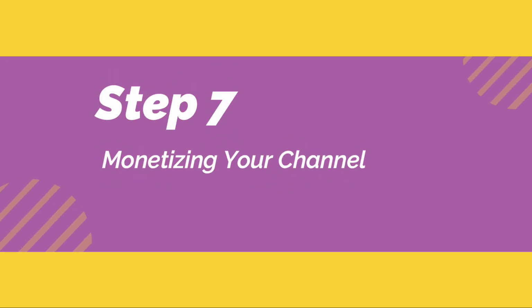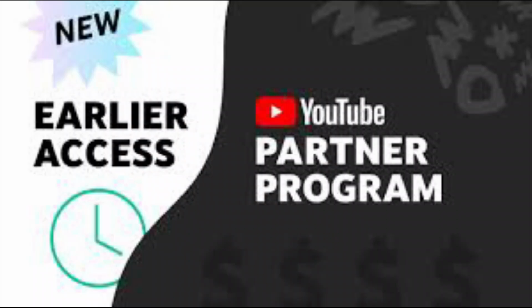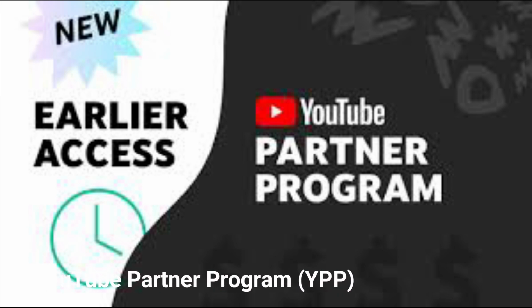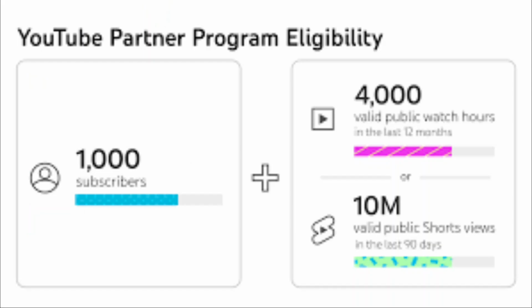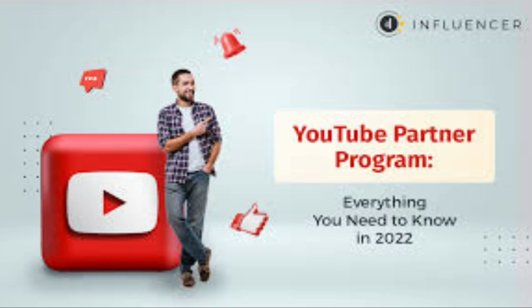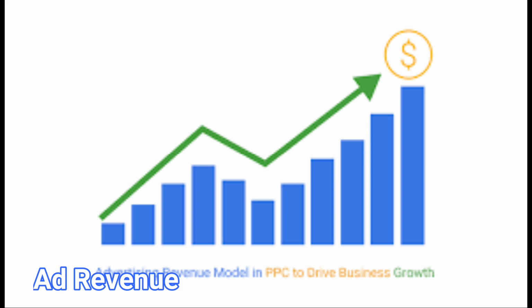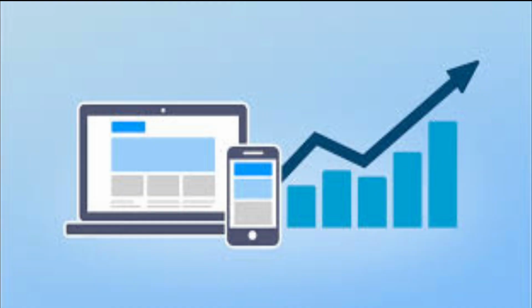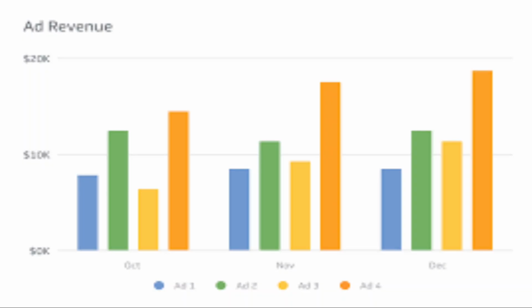Step 7. Monetizing your channel. 1. YouTube Partner Program, YPP. To join the YPP, you need at least 1,000 subscribers and 4,000 watch hours in the past 12 months. Once you meet these requirements, you can apply for monetization. 2. Ad revenue. Earn money through ads displayed on your videos. The amount you earn depends on factors like CPM, cost per thousand impressions, and viewer demographics.